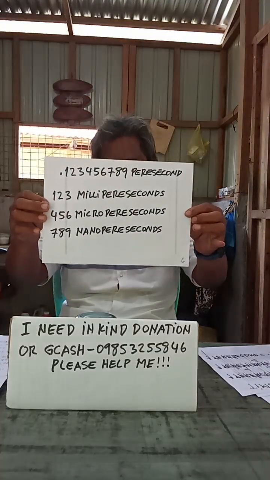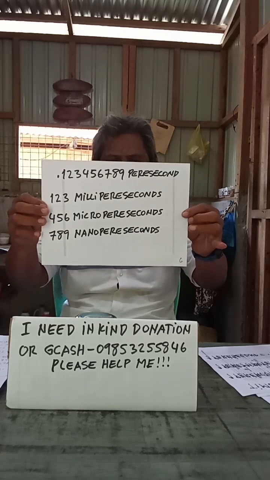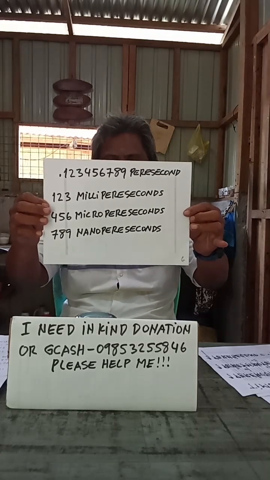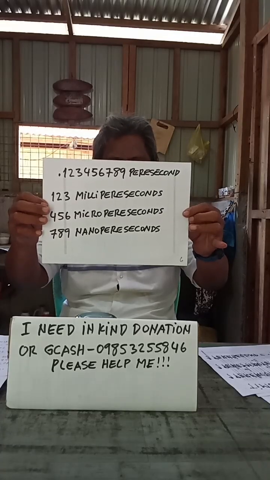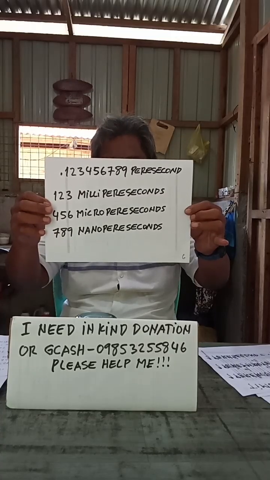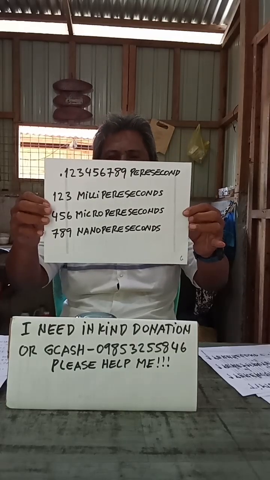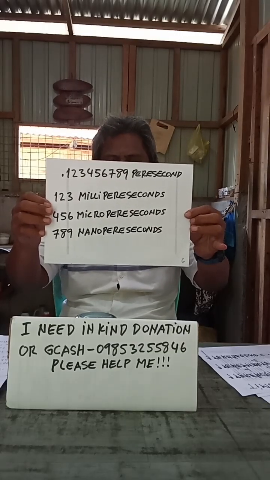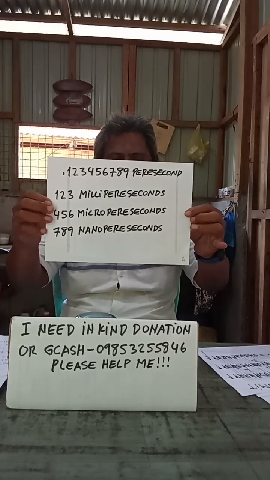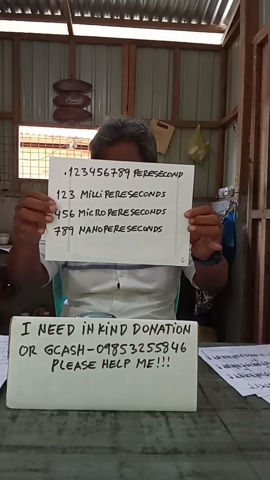And now the decimal units of time. 0.123456789 per seconds or 123 milli per seconds, 456 micro per seconds, and 789 nano per seconds. Again, 123 milli per seconds, 456 micro per seconds, and 789 nano per seconds.